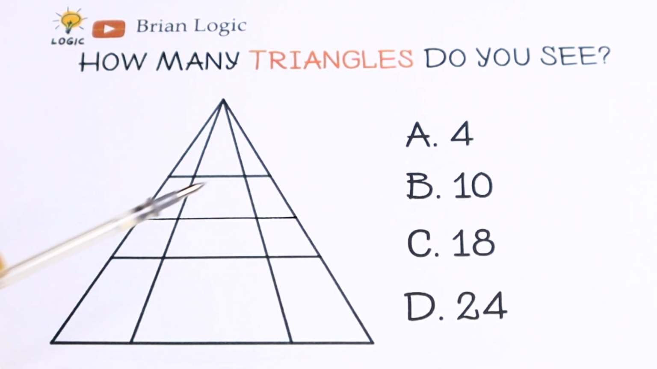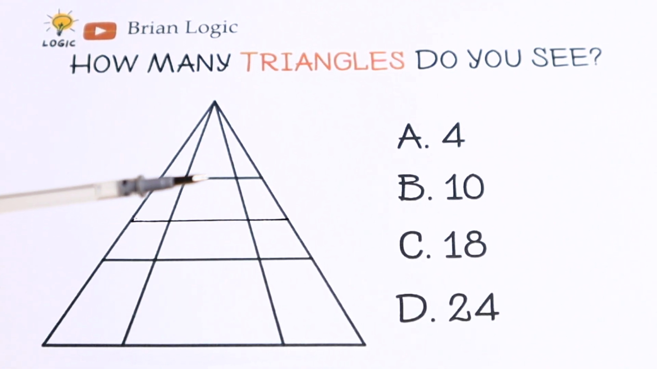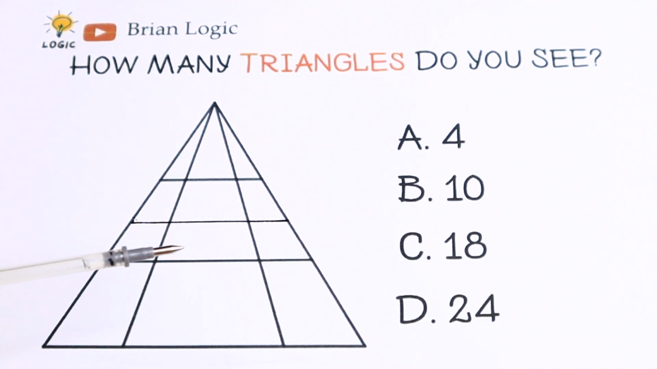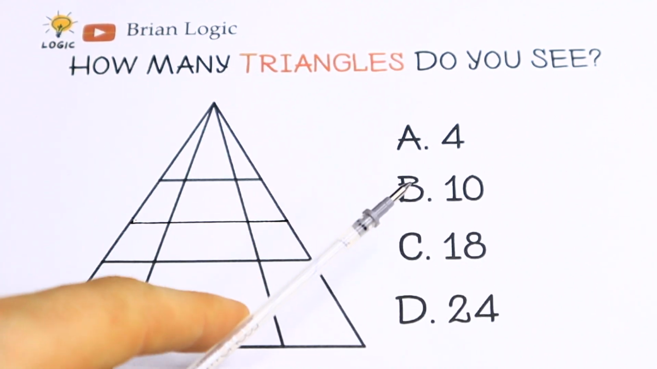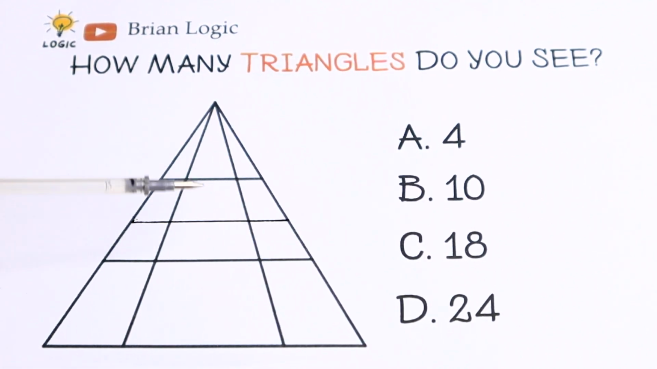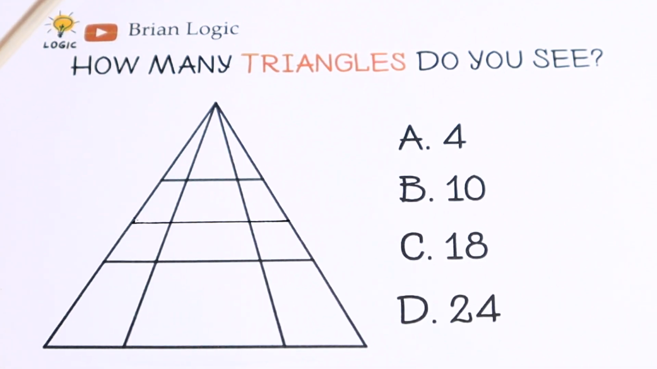How many triangles do you see? We have a really big giant triangle with a lot of lines inside, and we need to find our option A, B, C and D, and we need to find how many triangles are in this case.